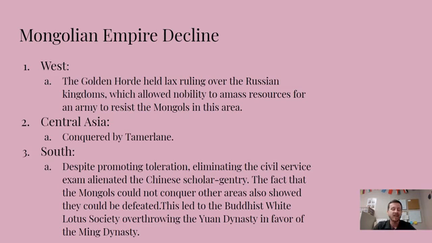China, despite them promoting religious toleration, as well as eliminating the civil service exam that alienates these Chinese scholar gentry, they couldn't conquer other areas and show that they had a weakness. And as a result of this, we have a group called the Buddhist White Lotus Society who overthrows the Yuan dynasty in favor of the Ming dynasty. And then the Ming dynasty reinstitutes all of these traditional and classical Chinese ideologies.